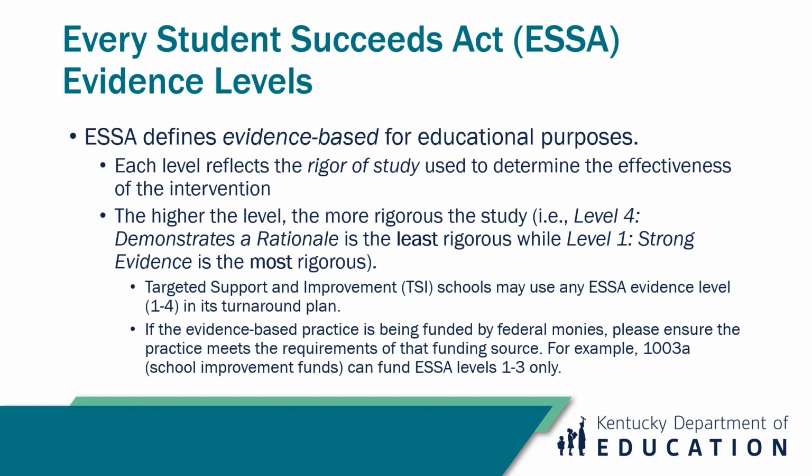There are 4 levels of evidence according to ESSA, who defines evidence-based for educational purposes. Each level reflects the rigor of study used to determine the effectiveness of the intervention. The higher the level, the more rigorous the study. For example, Level 4 demonstrates a rationale and is the least rigorous, while Level 1, strong evidence, is the most rigorous. TSI schools can use any ESSA evidence level in their turnaround plan.